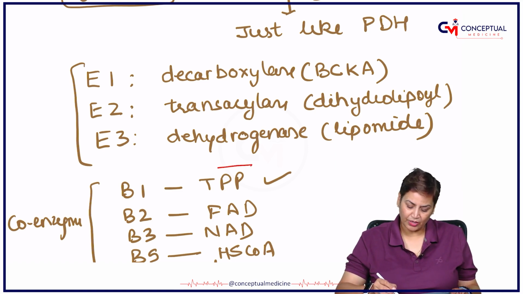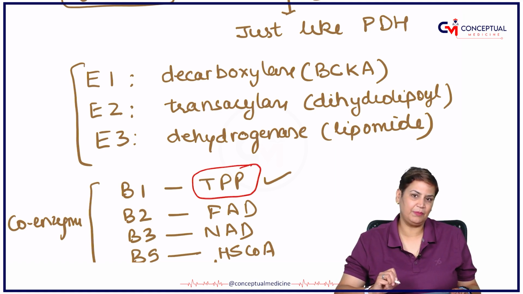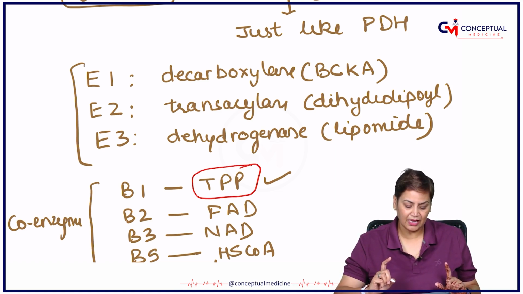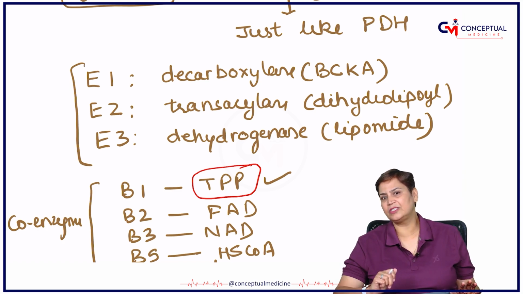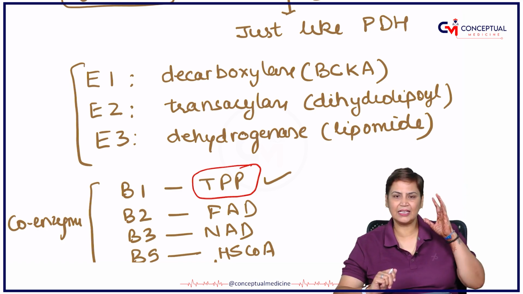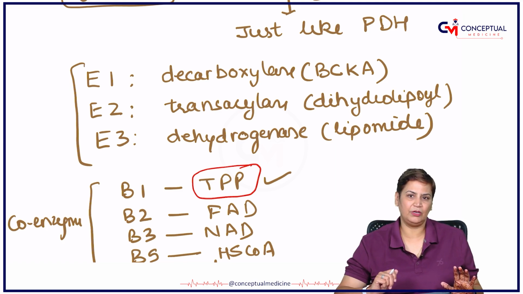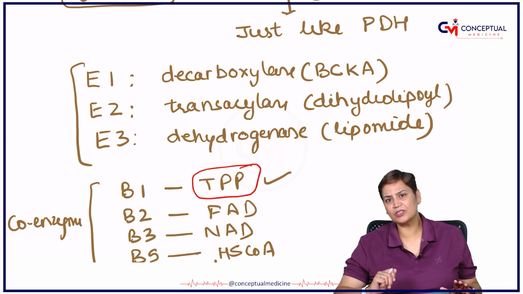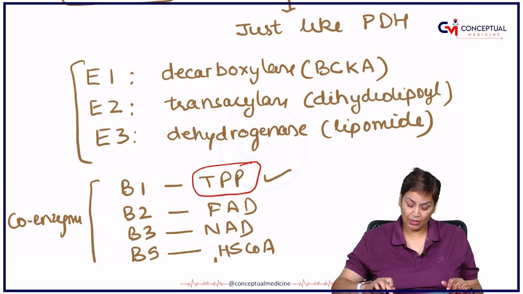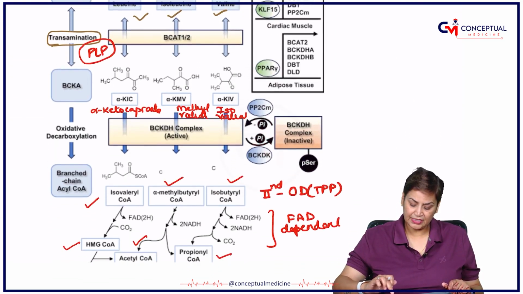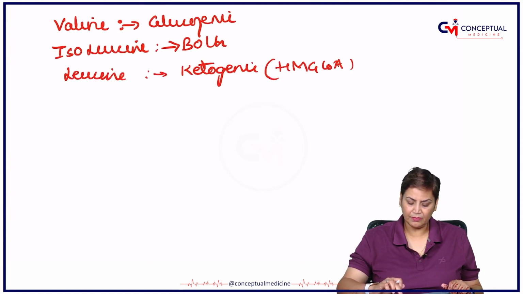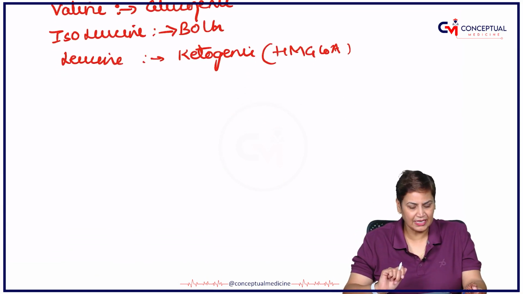And the most important one which you have to remember is TPP. And always keep one thing in mind, wherever oxidative decarboxylation is there, by default TPP should come into your mind. And whenever decarboxylation is occurring, B6 should come into your mind. Okay. So this is how the metabolism of the branched chain amino acids takes place.